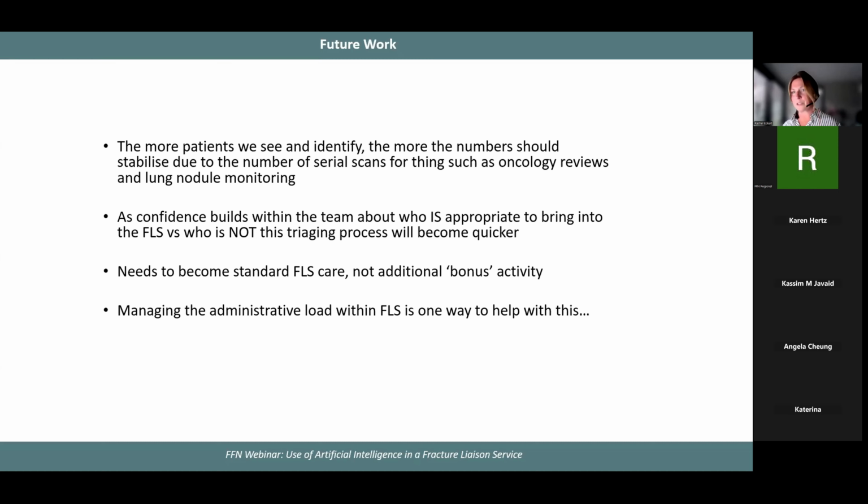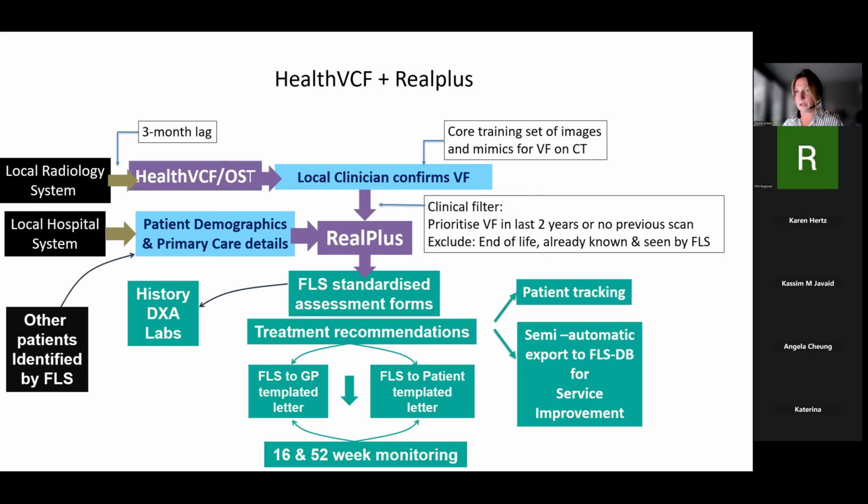And there have been things that we have done within our service. So we have changed to not seeing some below knee fractures, for example, to try and increase the capacity that we have to really be seeing as many of these vertebral fractures as possible. And one way that we know we can try and streamline this is the administrative load. It's huge within all healthcare settings, and within FLS, it certainly is one of the things that we know that we have lots of work to do.